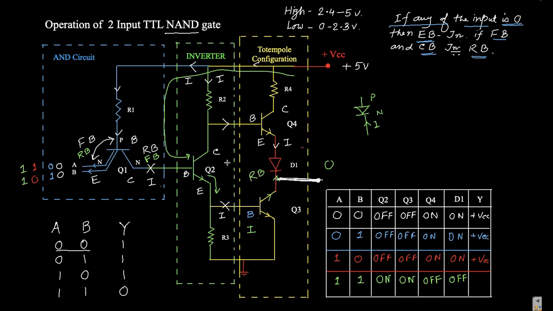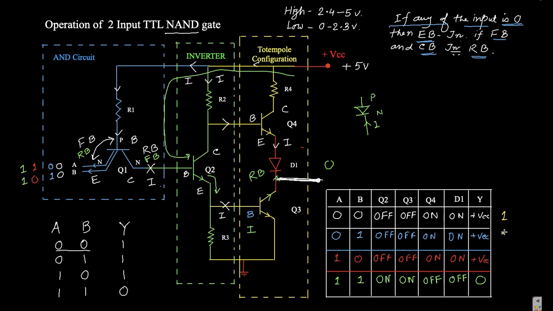Again I am telling you that Q2 is on, Q3 is also on, and the current will flow through it over here. But it is an N junction, it is a P junction. So if current is entering through the N junction, this diode works as reverse biased. In the reverse bias, the current cannot flow through the diode, and we are not getting any output, so the output becomes 0.